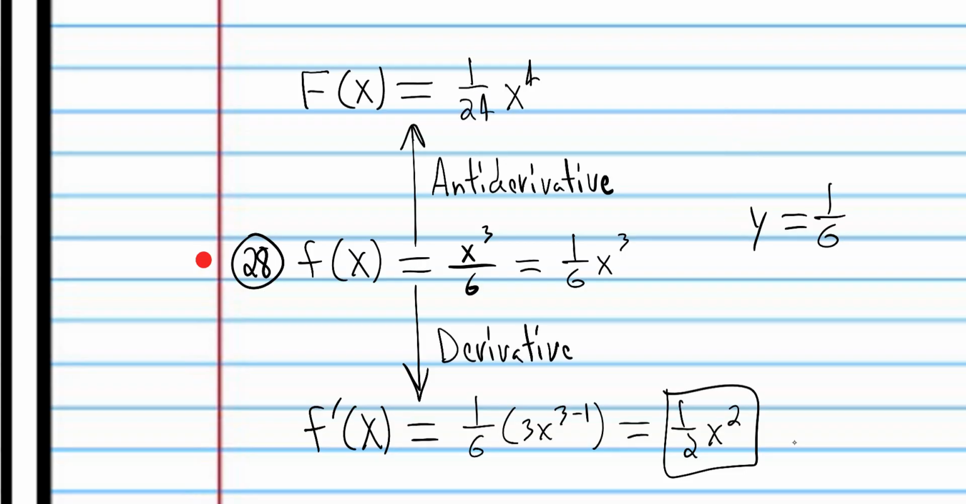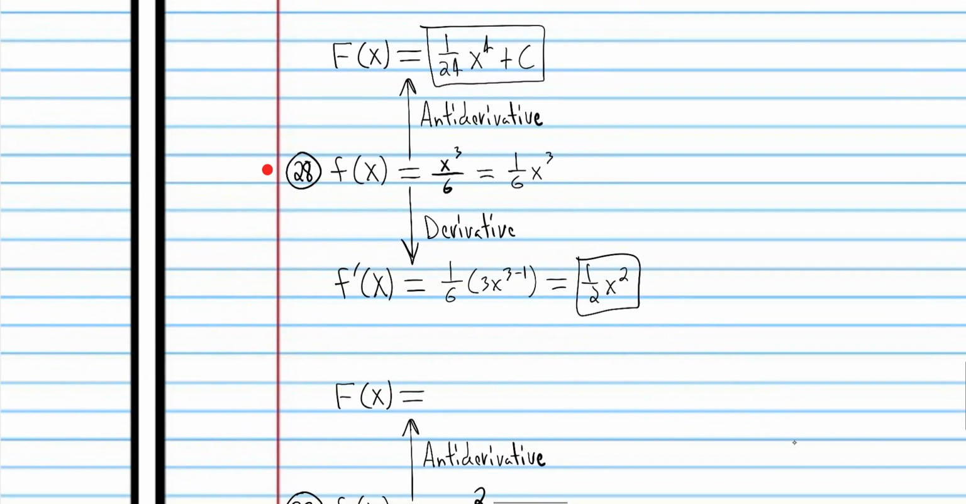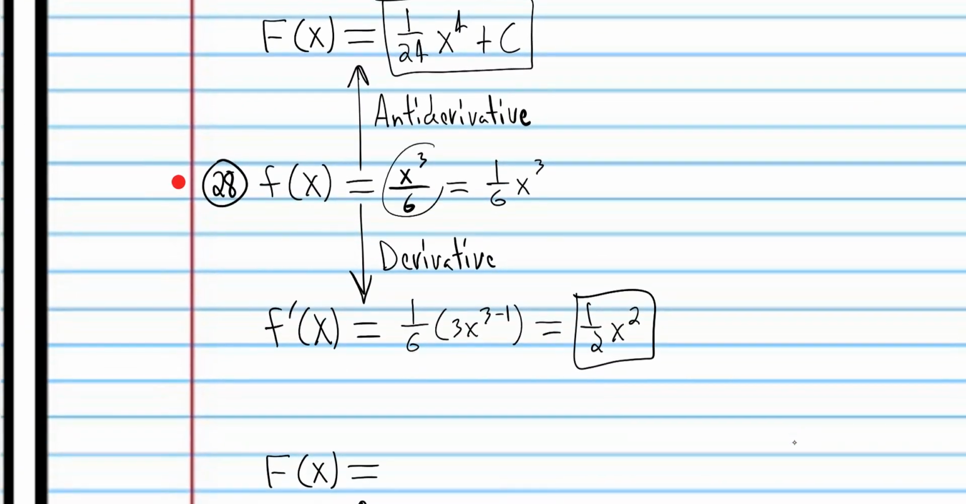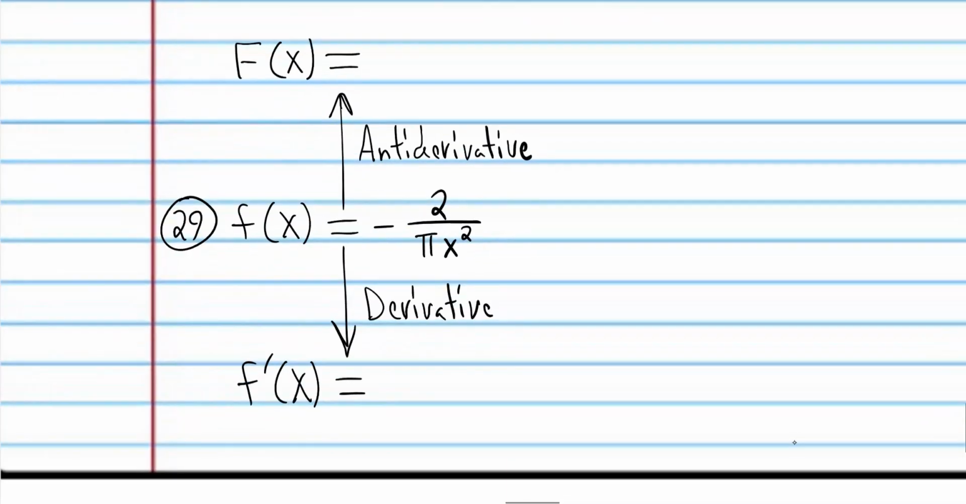So you can verify that when you find the derivative of this, you get this. And we need to add c, of course. So there you go. So again, no need to use the quotient rule here. Just use the constant multiple rule.